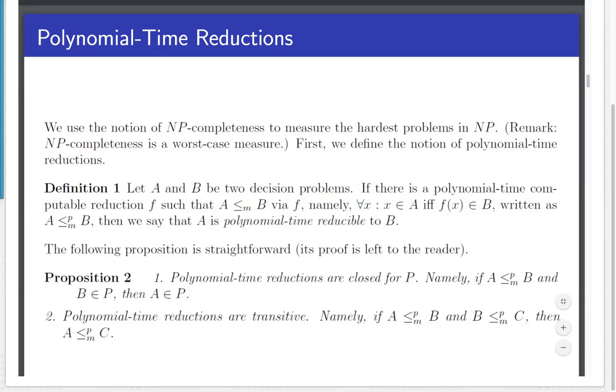And this reduction is transitive. If A is reducible to B, and B is reducible to C, then A is reducible to C. The proof here is not hard, so you can find it in your textbook. I'm going to skip the proof.